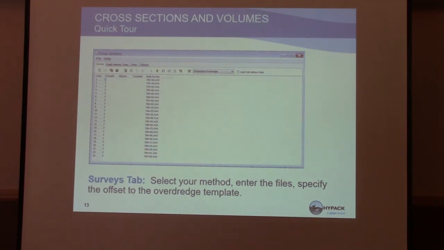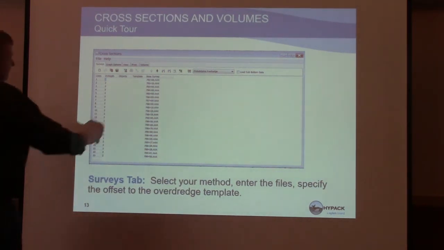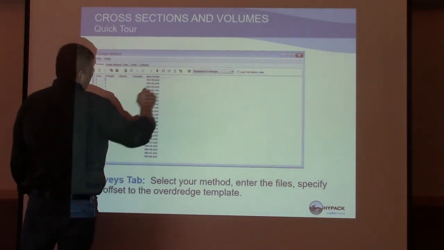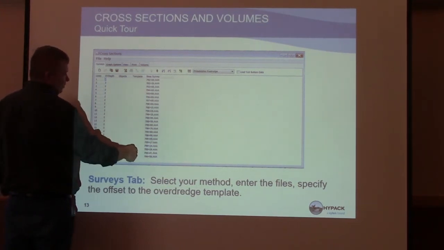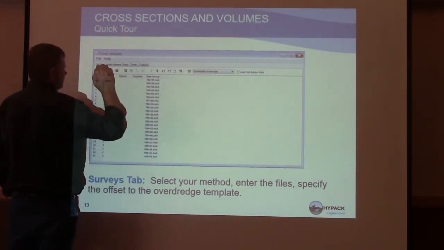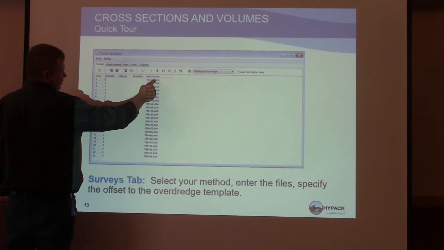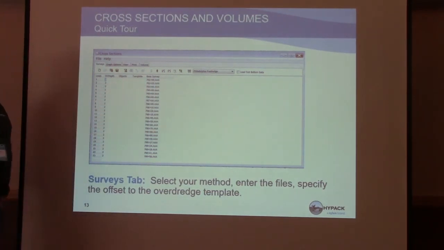All right, on the survey tab. On the survey tab, we've got Philadelphia pre-dredge selected, so I've got an over depth. I can put objects in here. I can put a template in here, and I put my survey in. On the survey tab, I click on this box, hit the button and say open, and I open my files. That's going to line my survey up.